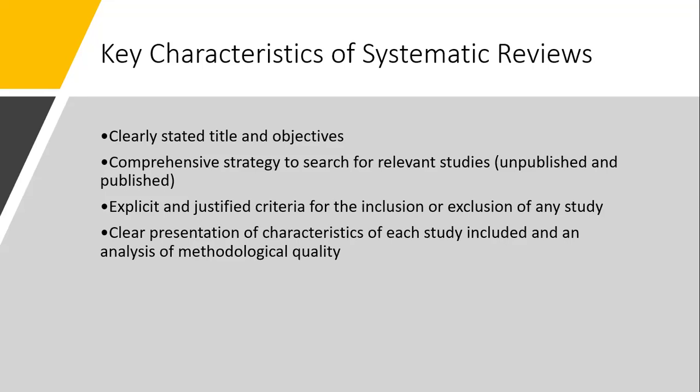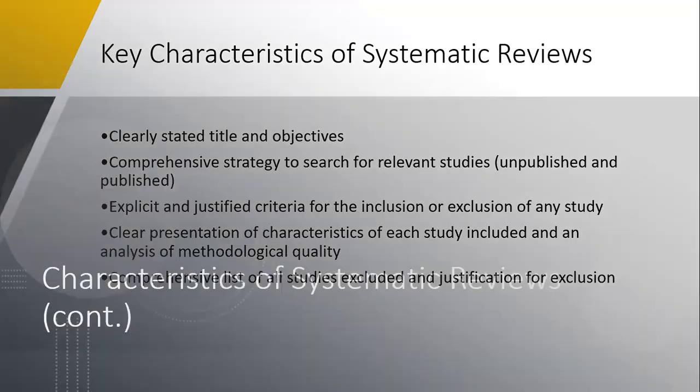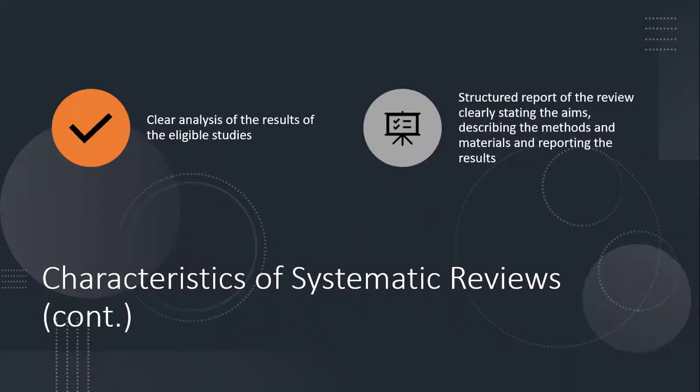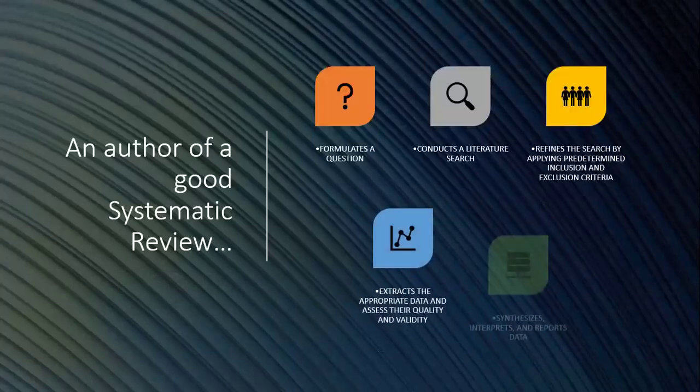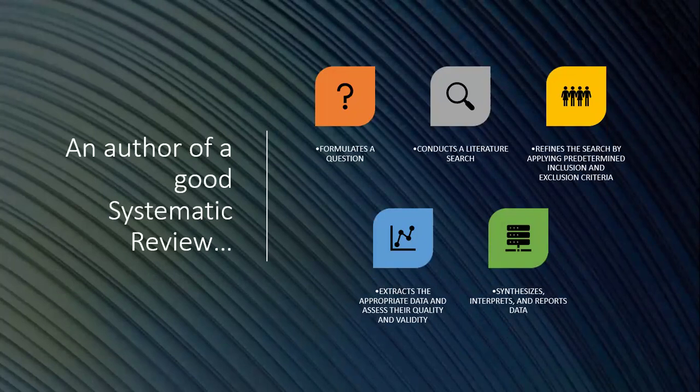Okay, and a clear presentation of characteristics included and justification should be given. Characteristics of your systematic literature review will be a clear analysis of results and eligible studies. A structured report will be framed. And how you will be a good author of a systematic literature review: you should know about formulation of your questions and conduction of literature search with the keywords, and you should know what the keywords are, inclusion and exclusion, how you have to do it, and an appropriate data set has to be prepared and analyzed.